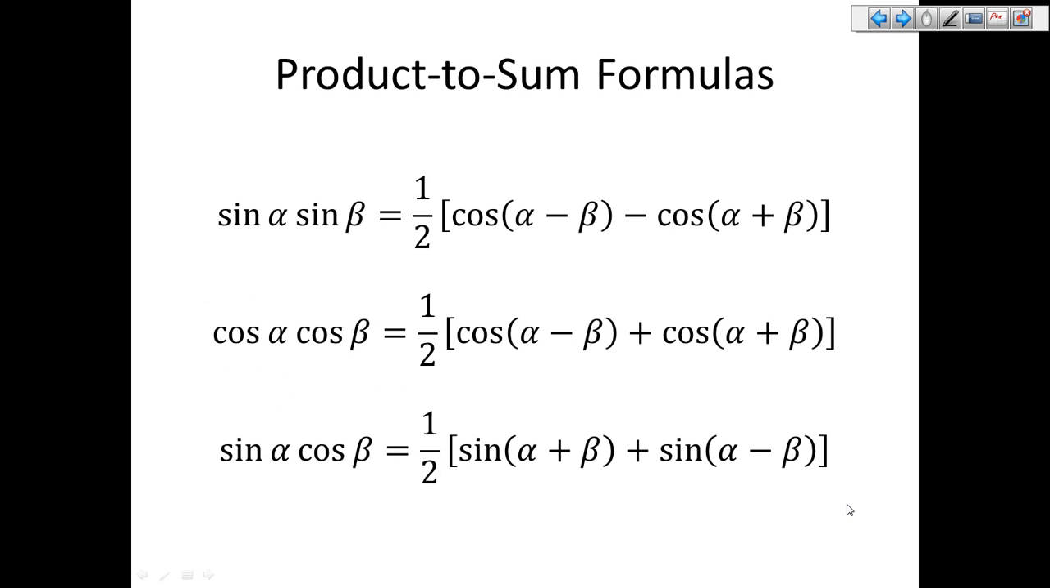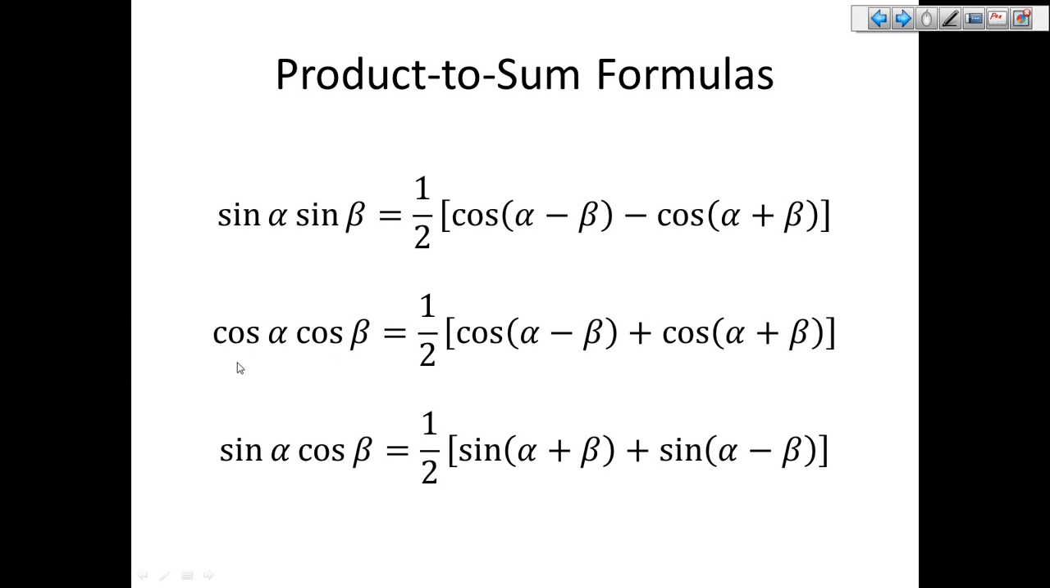First of all, here are our product to sum formulas. Now what this means is we have a sine times a sine over here on the left side. So this is the product side. And over here it's equal to a sum, or technically it's equal to a difference in this one. And you'll notice that this cosine is operating on one angle. This is one angle that we need to figure out. One angle over here. Again, same thing.